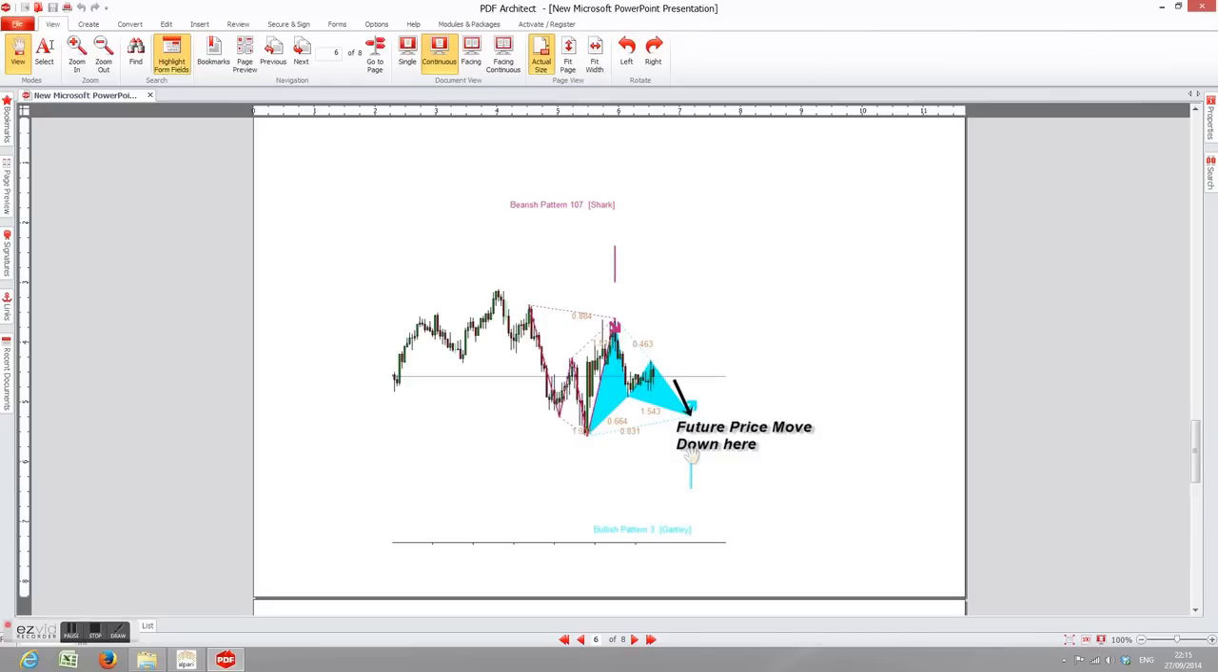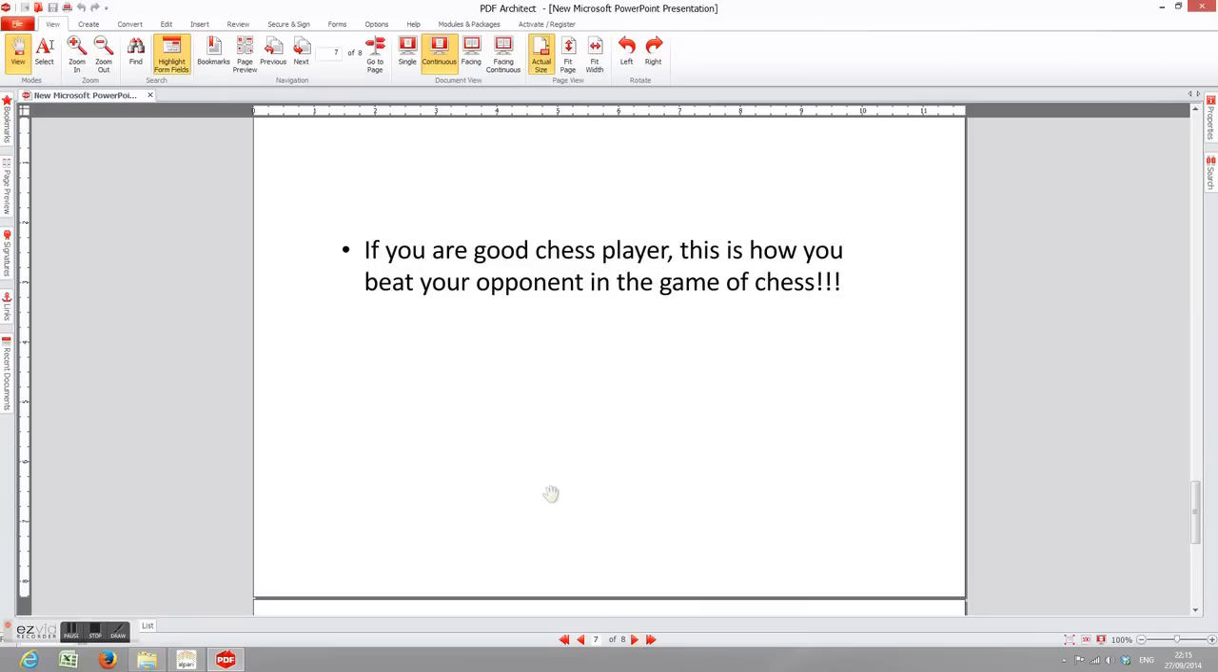The point is that by assessing possible future scenarios, you can manage your risk, you can act quickly by entering early, and you can predict the direction more clearly. If you are a good chess player, then you know this is how you can beat your opponent.